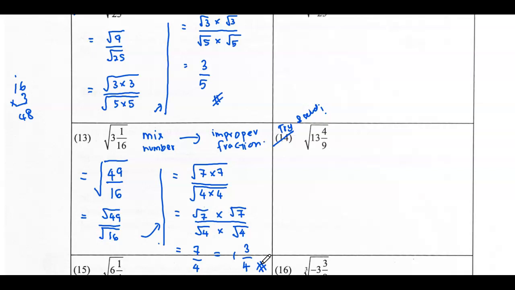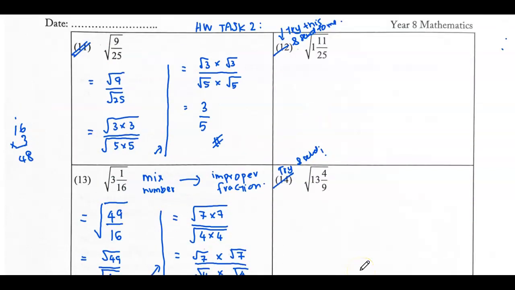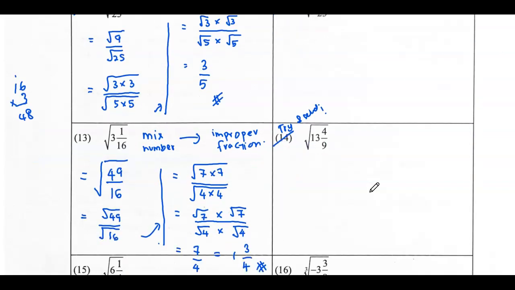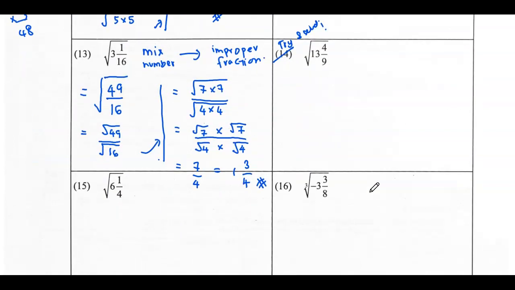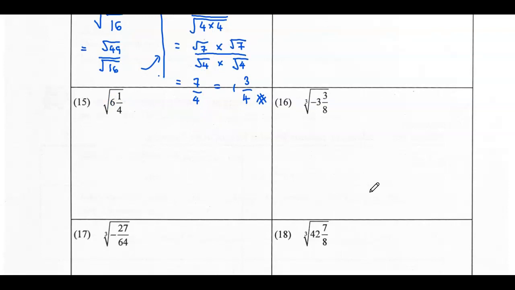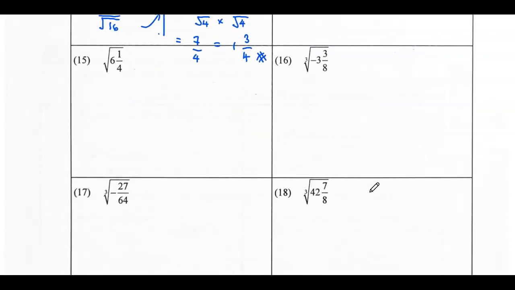So based on question 11 and 13, please try number 12 here, number 14. You can pause the recording and try and start to copy the question nicely, and then write it down in your book, put maybe a little bit of working on it, and then send it to me. Now the next one is, after you've done that, I'm going to show you examples on how you can answer question number 16. The same thing we have here, just that this is cube root instead of square root. This is cube root of negative 3 and 1 over 8.